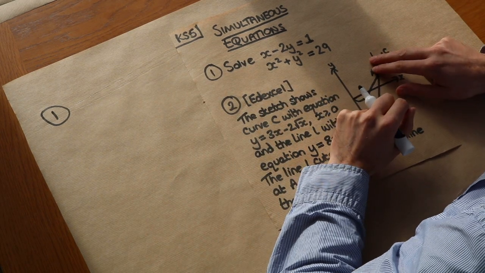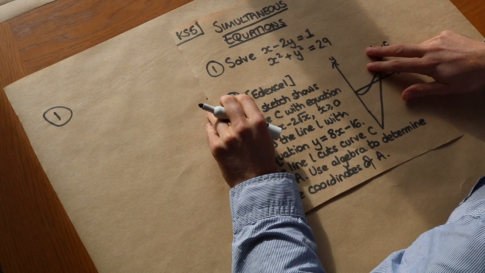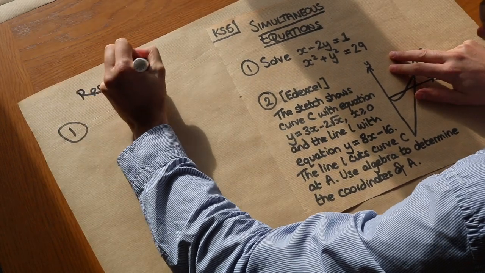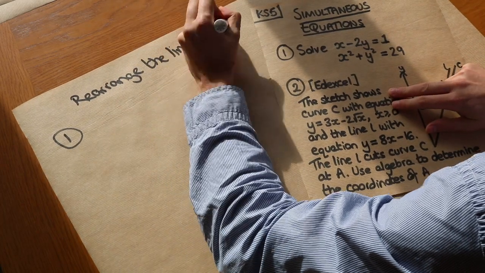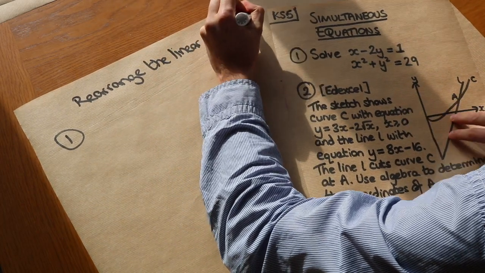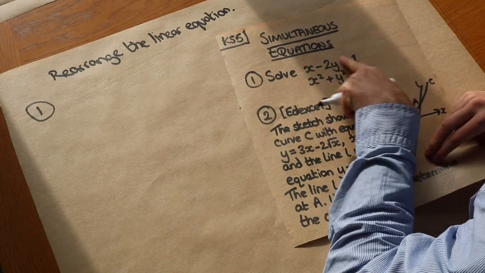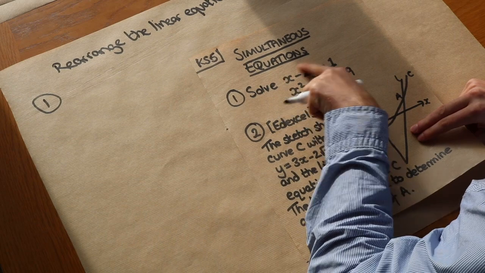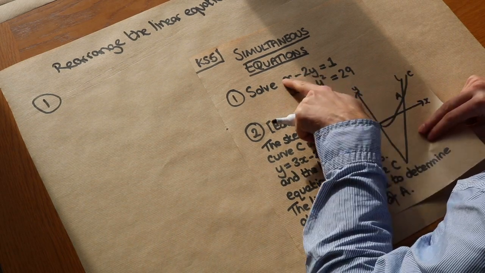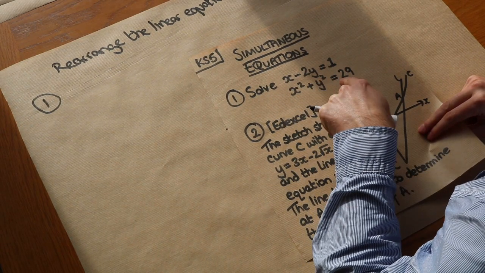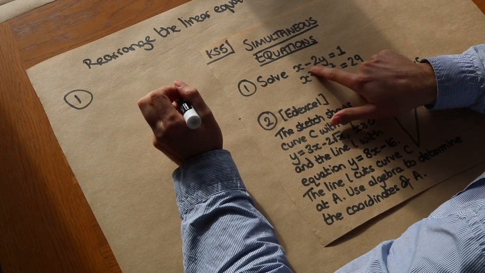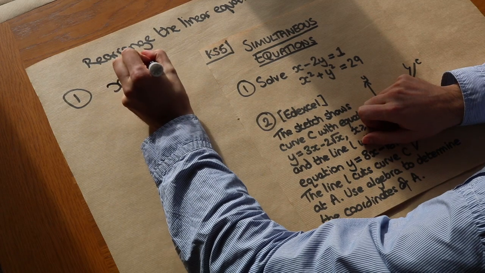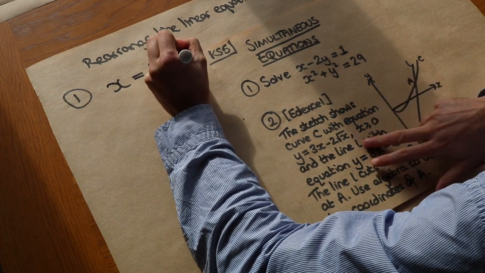So we have to use something called substitution. And the way you do it is to do this. You rearrange the linear equation to make either x or y the subject. So in this particular case, the linear equation is the one without the squared, so it would be this equation here. So let's do that. We want to rearrange this to either make x or y the subject. Now it's much easier to make x a subject here because then we won't have to divide by 2. So we're just going to add 2y to both sides. So if we do that, we have x is equal to 1 plus 2y. We added 2y to both sides.